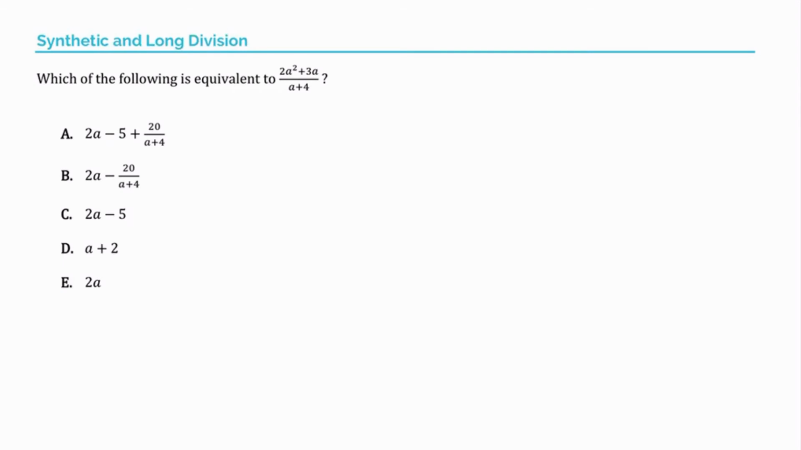Same steps. I'm going to have 2a squared plus 3a, and then don't forget to put plus 0. Remember, you sometimes have to put in those placeholders if a term is missing. Because that constant at the end was missing, I have to fill its place by putting plus 0. And we're going to do that divided by a plus 4. All right, same steps as before.